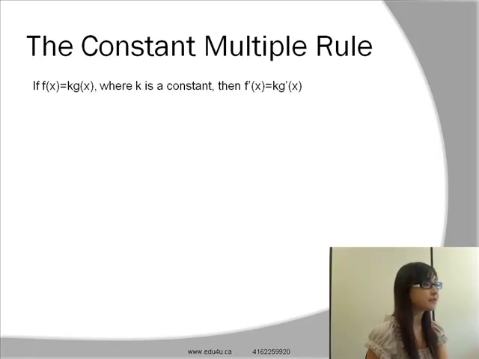This rule states if we have a function f of x equals k times g of x, where this k is a constant number, then the derivative of f of x will be equal to k times the derivative of g of x.